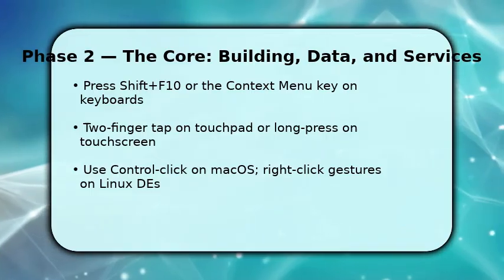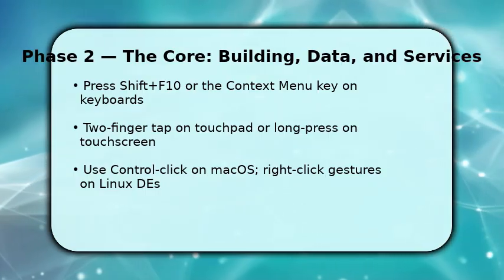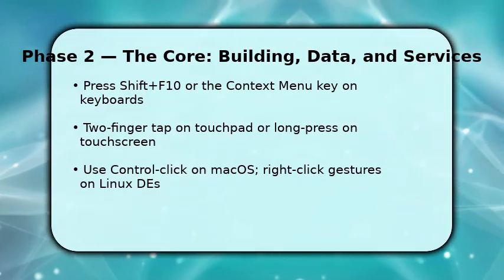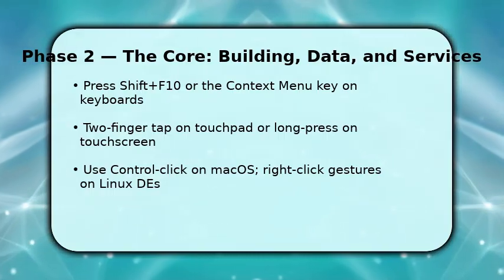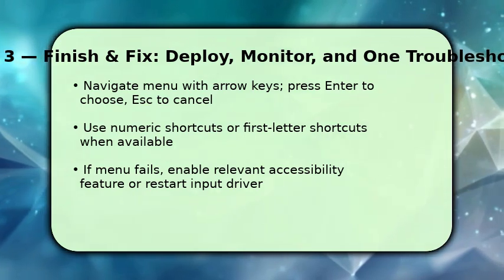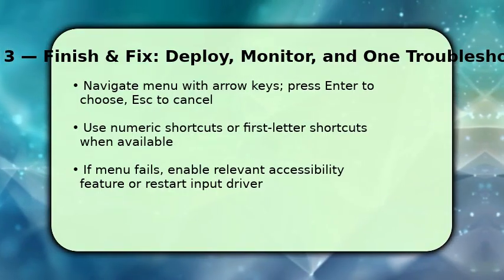On Mac OS, hold Control while clicking or touch hold to get the same menu, and on Linux desktop environments, check gesture settings. Once the menu appears, you can navigate it with arrow keys or touch. Finish by selecting the action using arrow keys and enter, or by tapping the menu item. In many menus, you can press the underlined letter or a numeric shortcut to jump faster.